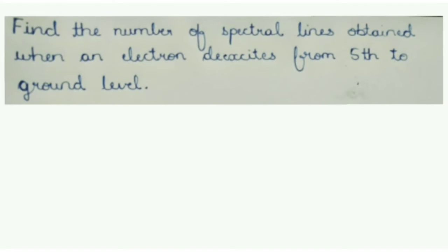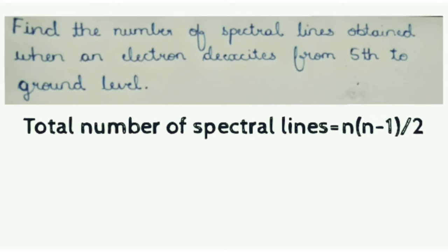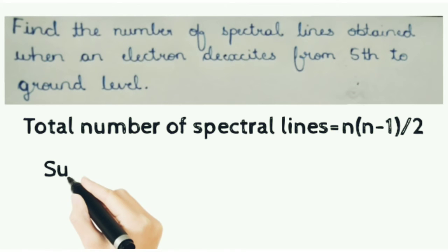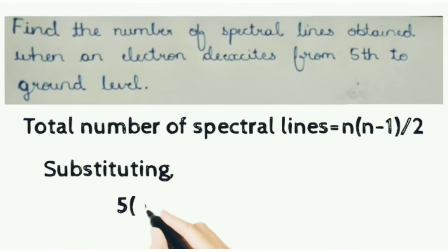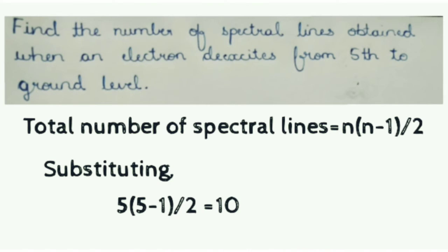Till now we were just remembering the basics. Let's move on to the question now. Find the number of spectral lines obtained when an electron de-excites from 5th to ground level. In this question, n equals 5 is given. We know that total number of spectral lines is n into n minus 1 divided by 2. Substituting, we get 5 into 5 minus 1 divided by 2, which equals 10. So there are 10 spectral lines.